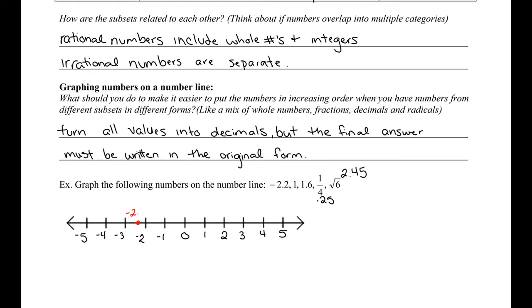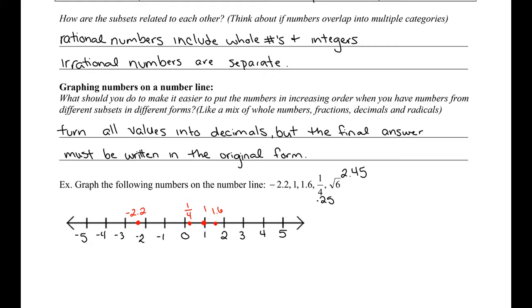Negative 2.2 is going to be between negative 2 and negative 3. 1 is going to go exactly on the tick mark. 1.6 is going to go just over halfway between 1 and 2. 1/4 is just past 0, but I want to remember to write this in its original form, so instead of 0.25, I'm going to write it as 1/4.